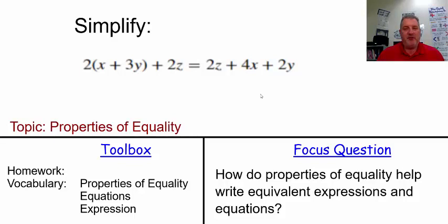So go ahead and start your notes and see if you can simplify that equation that's on your screen. And when you're ready to continue, unpause the video. So you can go ahead and pause it now. Start your notes. Try simplifying that equation. And when you're ready, unpause the video and we'll continue with the lesson.